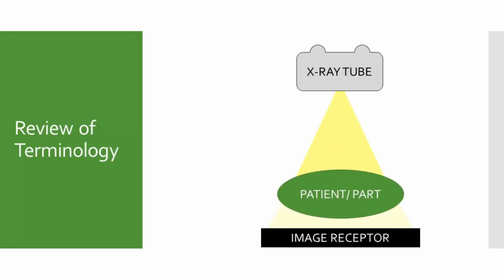To start, we will quickly review some basic terminology. In a radiography imaging system, the source of radiation is the X-ray tube. The primary X-ray beam exits the tube and interacts with the patient or body part that is being imaged. Only 1% of the primary X-ray beam passes through the part. The other 99% or so of the X-ray photons are scattered or absorbed within the patient.